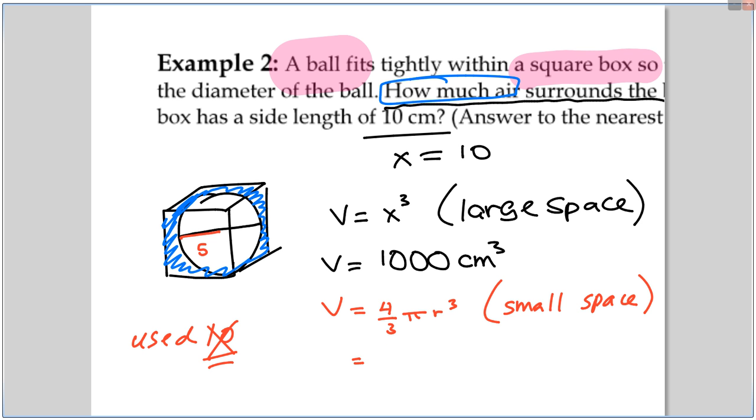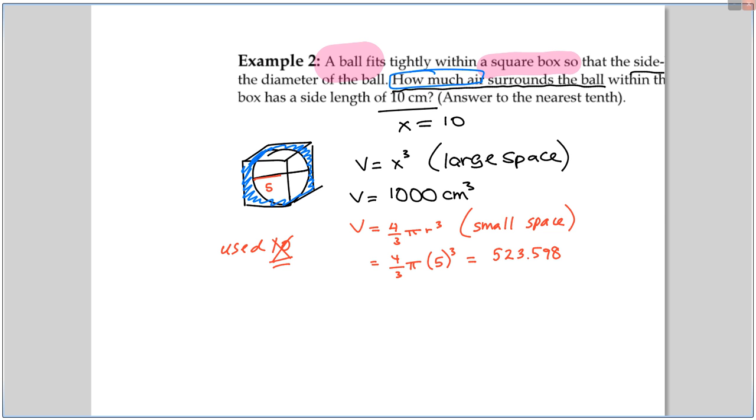Sometimes in math, you just get a little ahead of yourself, and you get a final answer that doesn't make sense. Go back and double check, okay? I'll just write it in this time, because I went a little bit too fast. And it's okay to make mistakes. This is how we learn. 4 divided by 3 in a bracket times pi times 5 times 5 times 5. I got 523.598 this time. Okay, now I can subtract these two.